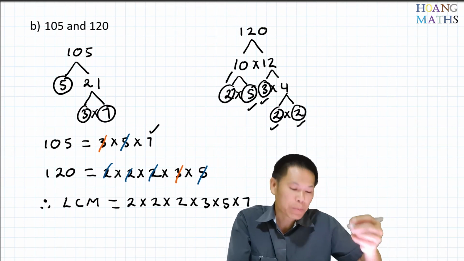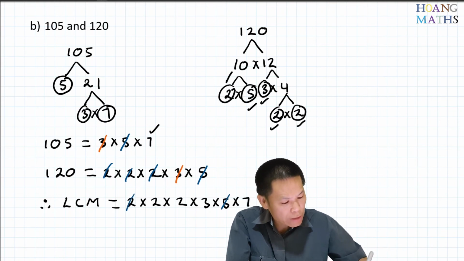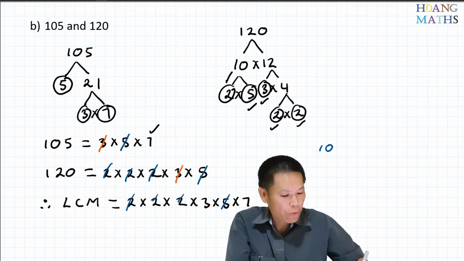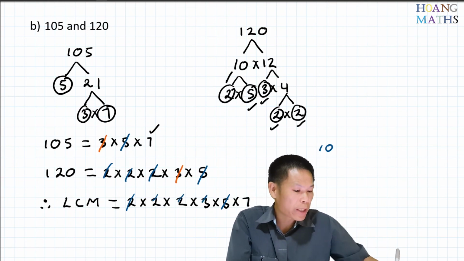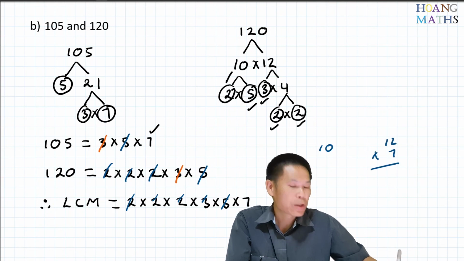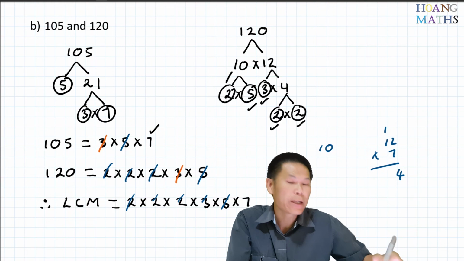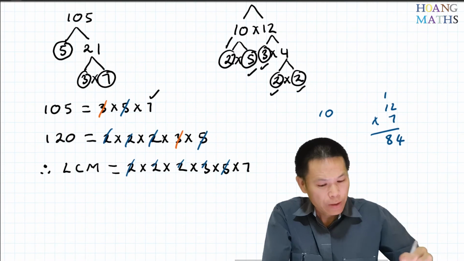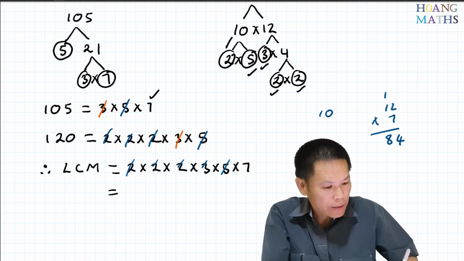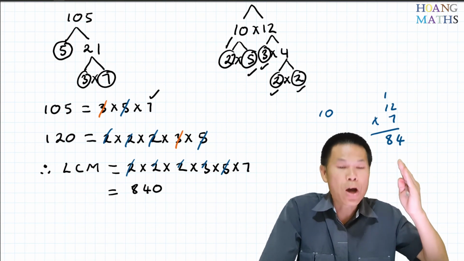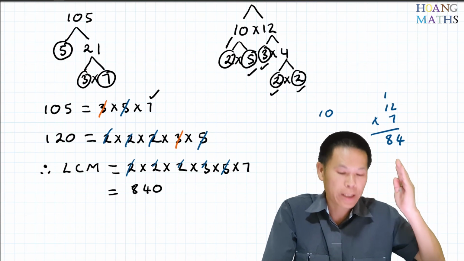So now we just times them together. So we just use these 2 and this 5, gives me 10. 2 times 2 is 4. 4 times 3 is 12. And 12 times 7 is 84. Otherwise, you just go 2 times 7 is 14, carry 1, and 7 times 1 is 7, 8. So 84 times 10 is 840. So therefore, the lowest common multiple of 105 and 120 is 840.